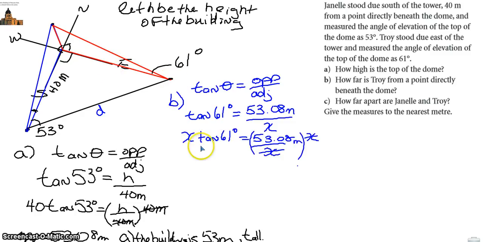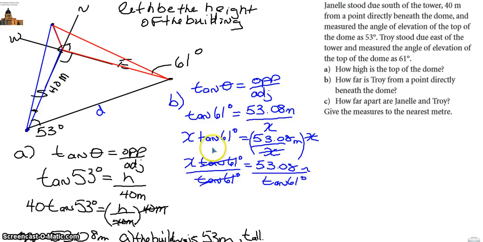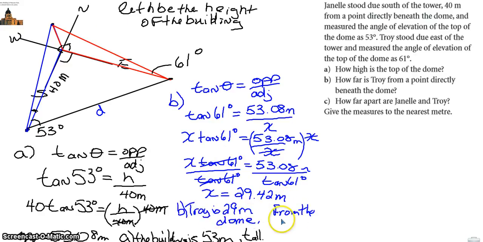So we end up with x times the tan of 61. So basically what I'm doing here is I'm multiplying both sides by x. So these cancel, giving me x tan 61 degrees is equal to 53.08. I then divide both sides by the tan of 61 because I'm trying to isolate x by itself. And I find that x is 29.42 meters. So what does that tell me? That tells me Troy is 29 meters from the dome. Great. I've finished the A and I finished the B.